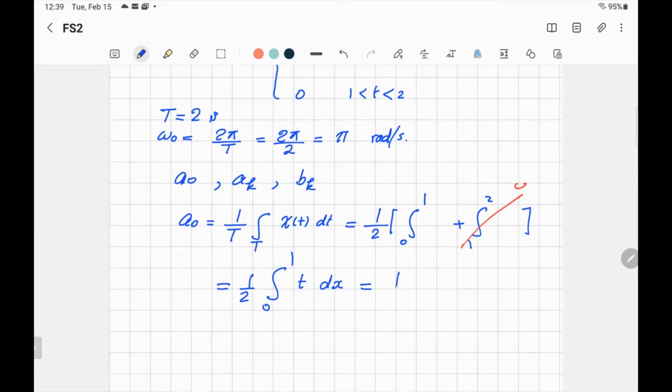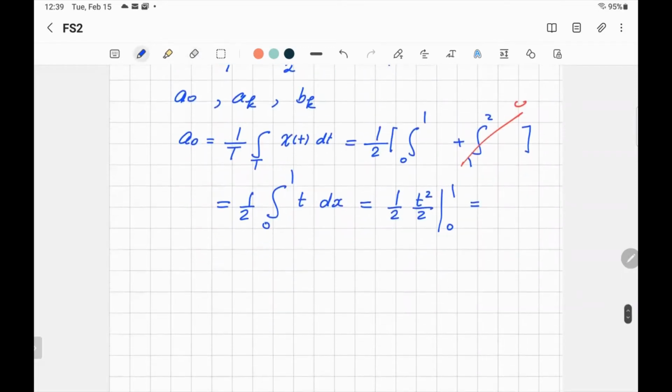Will be equal to 1 over 2. What is the integration of t? T squared over 2. So you have t squared over 2, and the limit from 0 to 1. So you can say it's equal to 1/4. And t squared, we substitute from 0 to 1. So you have 1/4. 1 squared is equal to 1 minus 0 squared equal to 1/4. So that will be the DC component.